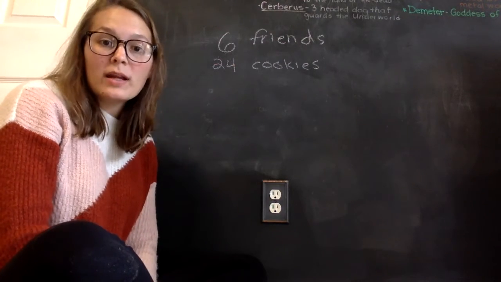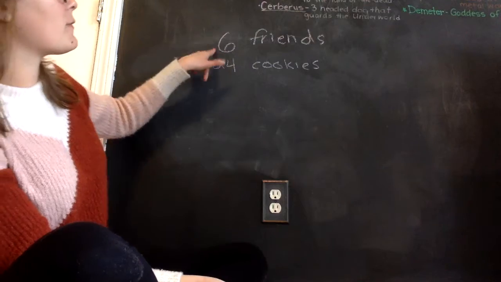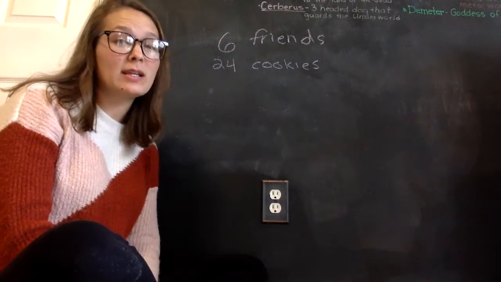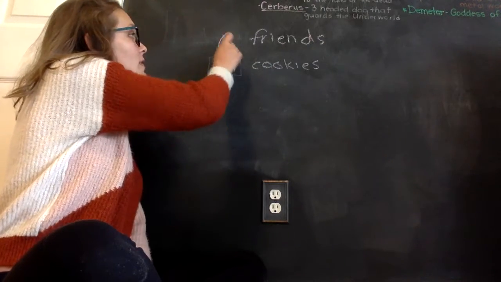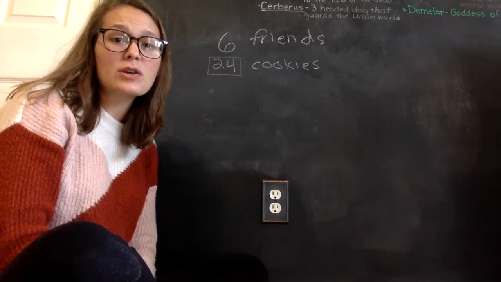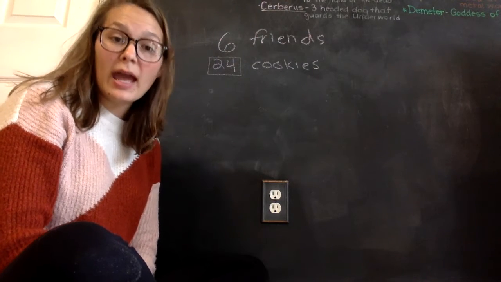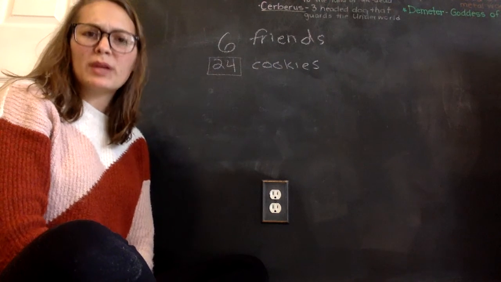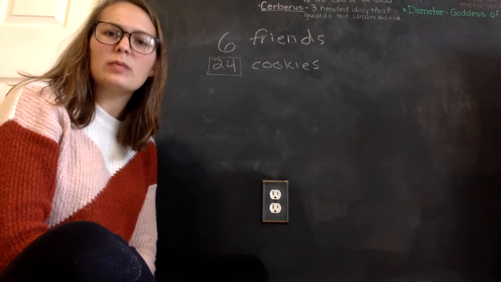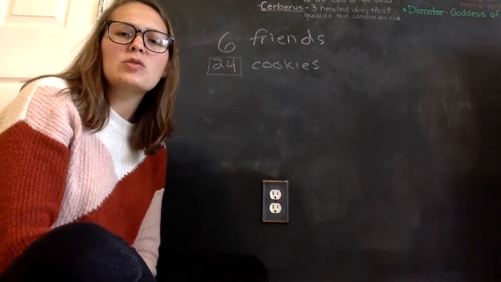The question, what is it asking us? How many will each of his 6 friends get? So that's what we need to figure out. We're taking these 24 cookies and giving them to 6 friends. Here's our information. We need to make a plan. You could try to draw an array, or you could try to draw a picture. This time I'm going to draw a picture, because the array is a little bit confusing with a division equation like this one. So I'm going to draw a picture.